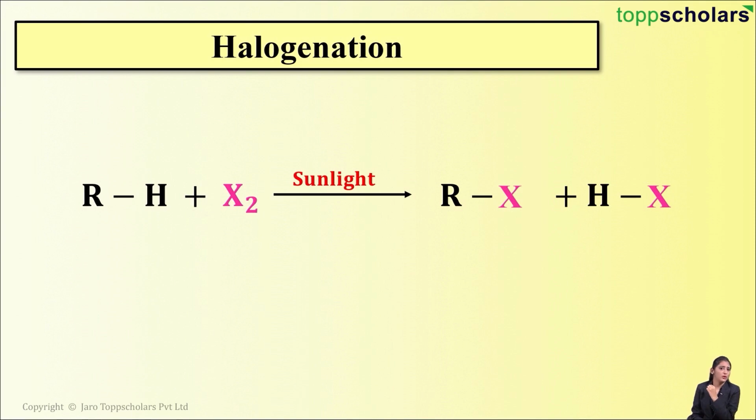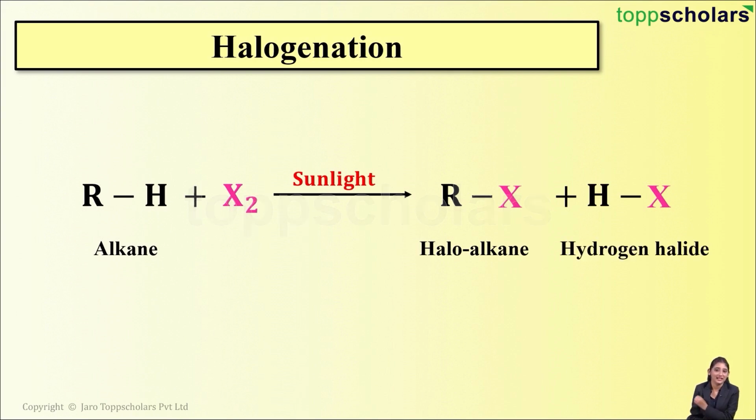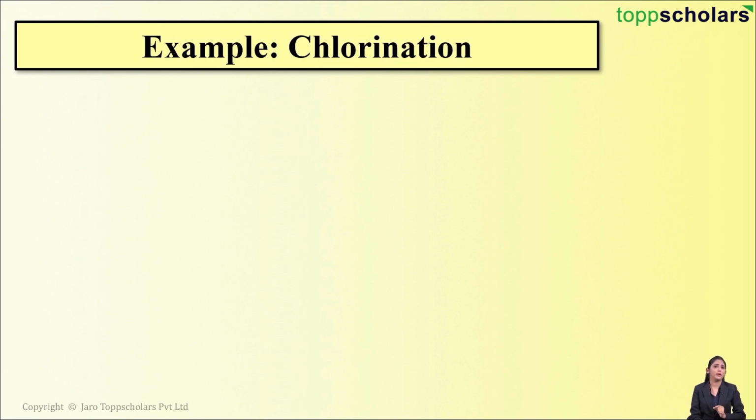So in this reaction, we saw that the hydrogen atom of alkane is replaced by the halogen atom. Alkane, that is R single bond H, on reacting with halogen in the presence of sunlight, results in the formation of haloalkane, that is R single bond X. Along with this, we get hydrogen halide, that is H single bond X. In this reaction, as the hydrogen atom is replaced by a halogen atom, we say that this is an example of a substitution reaction. Let's take one more example to understand this, right?